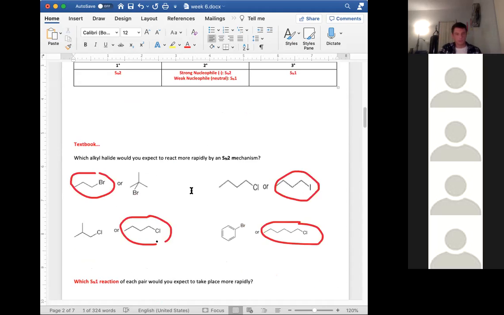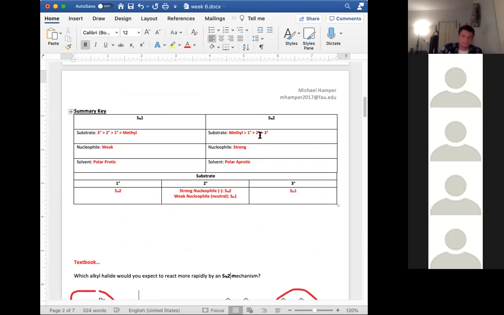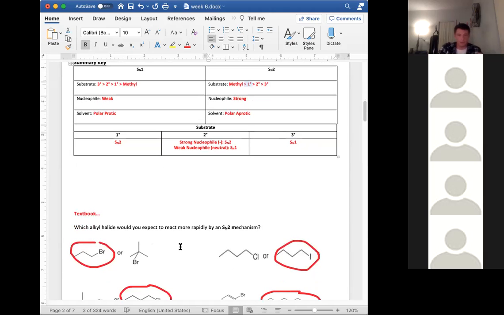So let me ask you, here are the answers for this, but I'm going to ask you why. Why does the one on the left occur faster? It's primary, less substituted. It's asking about an Sn2 mechanism. What do we know that Sn2 prefers? Less substituted, meaning primary. It reacts faster because it's primary.